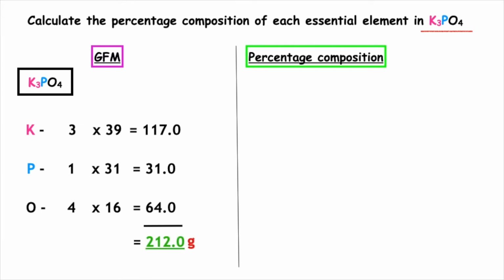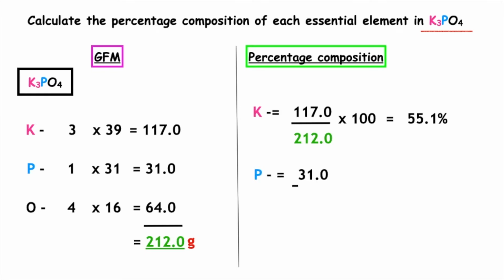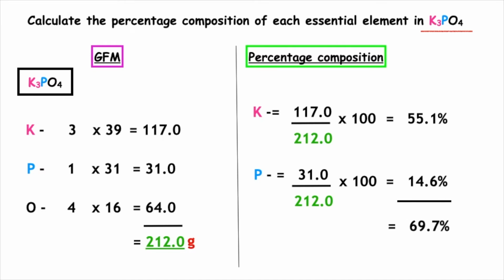To work out the percentage composition of the potassium, we take the total potassium, which is 117, divided by the GFM, which is 212, times 100, and that gives us a percentage of 55.1%. Phosphorus, we take 31 divided by 212, times 100, which gives us a percentage of 14.6%. When I add the total percentages up, that gives me a total of 69.7% of essential elements.